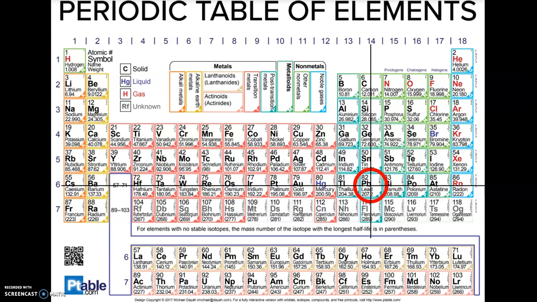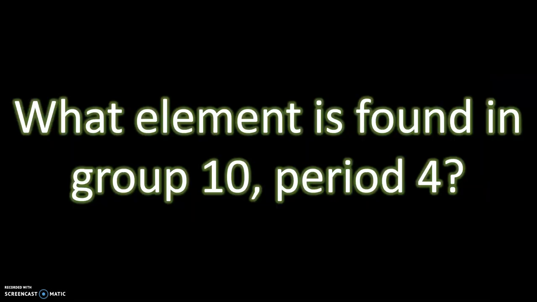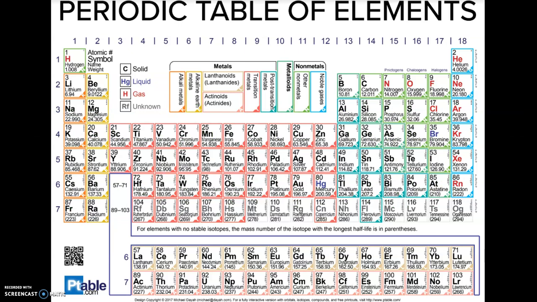All right, let's practice another one here. What element is found in group 10, period 4? First thing you need to do is go across the top here. Find the groups. So we have group 10 right here. And then we need to go down the side and we find 1, 2, 3, 4. We have period 4, and that is nickel.